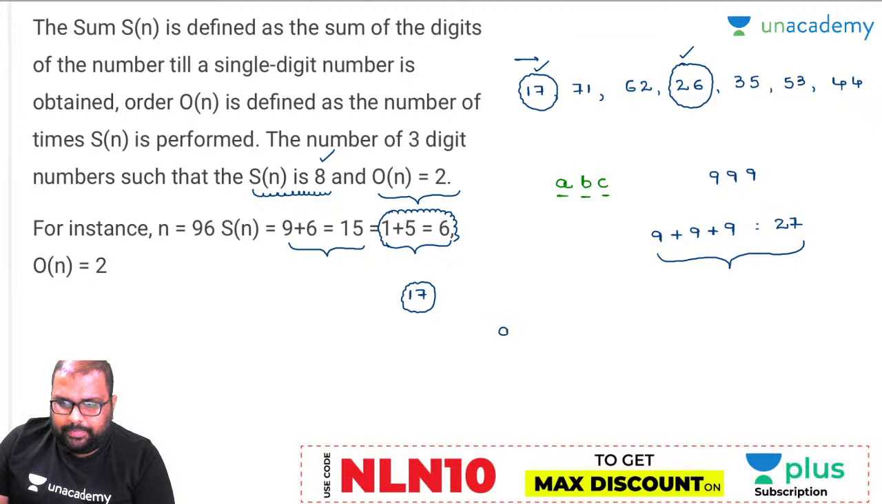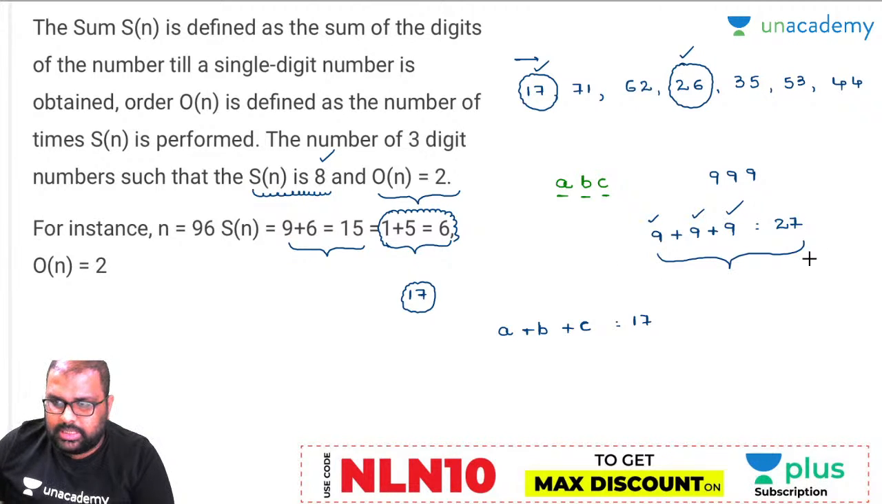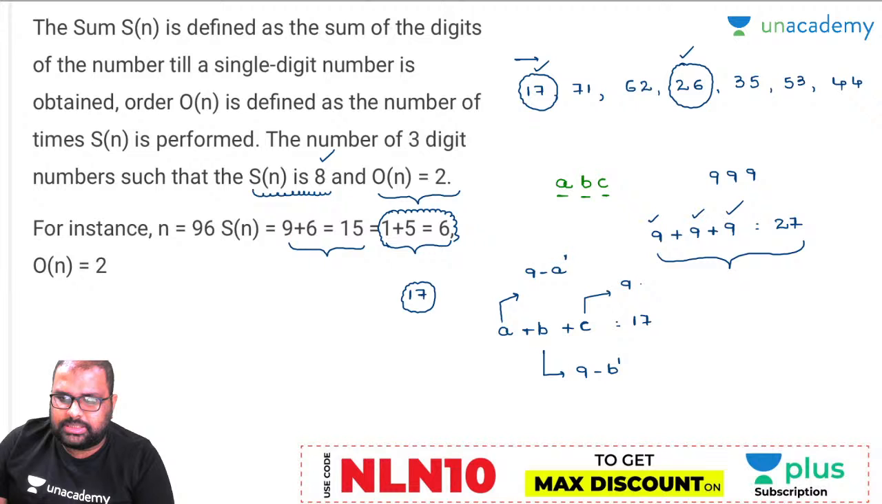A plus B plus C is equal to 17. And again, your A must not be 9, your B must not be 9, your C must not be 9. Am I right or wrong? Because this number is not possible now. So what can I write down like this? Can I write down this A as 9 minus A dash? Because every number is possible except 9. Now come to B. Again, 9 is not possible. So 9 minus B dash. Now can I write down C as 9 minus C dash?